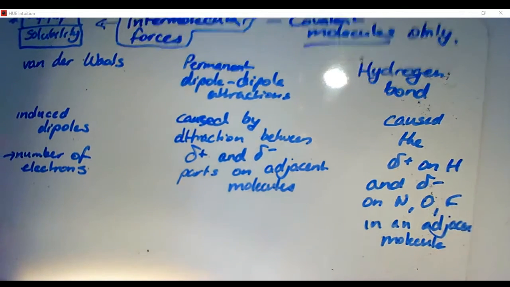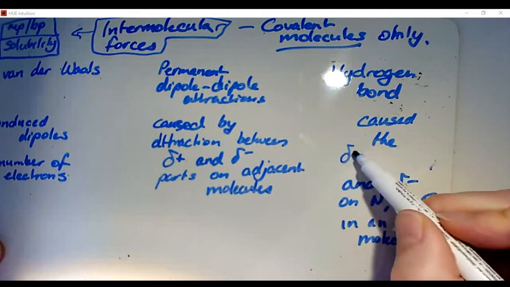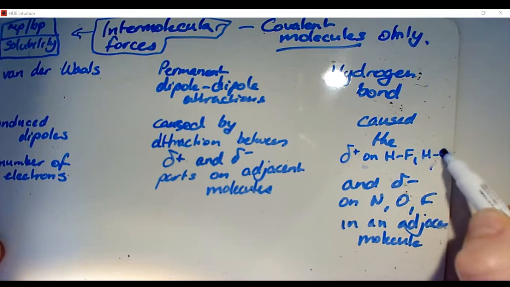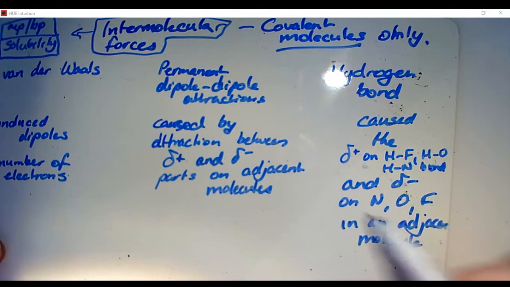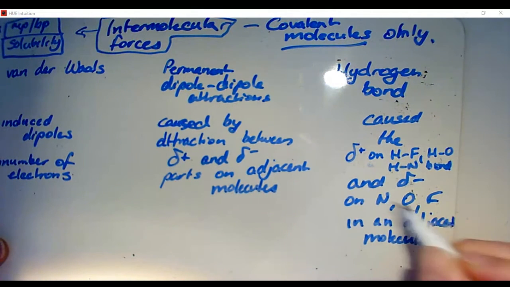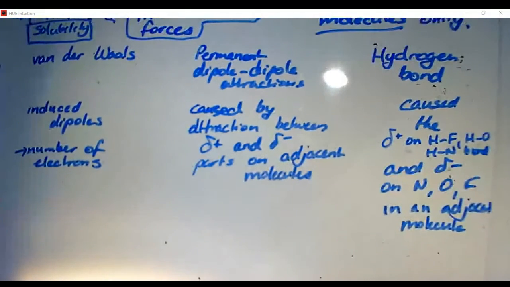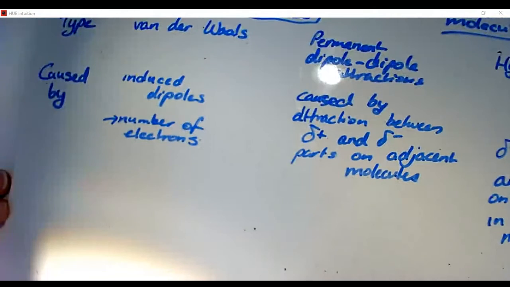We'll have to modify that actually, right? So I should actually modify that. It's the delta plus on an H-F, an H-O, and an H-N bond, and the delta minus on a nitrogen, oxygen, or fluorine in an adjacent molecule. So it can be a C-N or a C-O or whatever it is, C-F, right? Okay, but we won't have to worry about that just yet. Now, the caused by those, right?